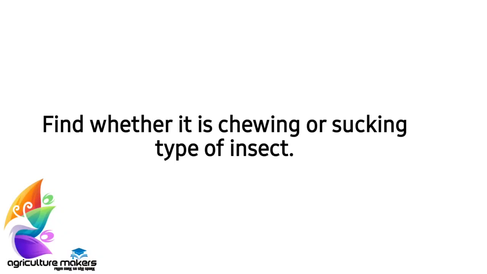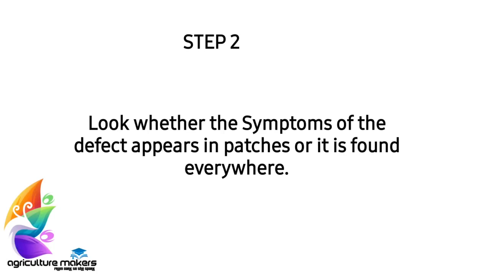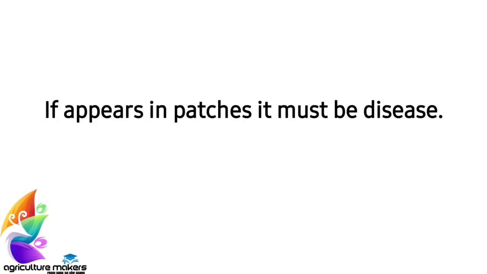If you do not find any insect damage or fecal matter of the insects or larvae, then the defect is not due to insect damage. The next thing you have to look for is whether the symptoms of the defect appear in patches or if it is found all over the field. It is important to note this because the defect arises only due to insects or diseases or nutritional deficiencies. Once it has been concluded that it is not due to insects, the next options will be diseases and deficiencies.